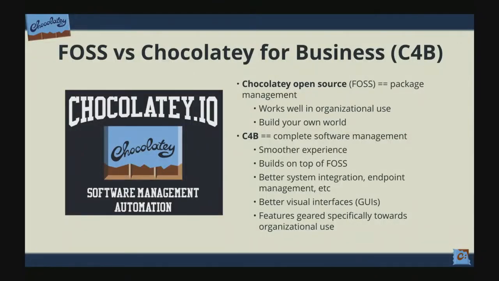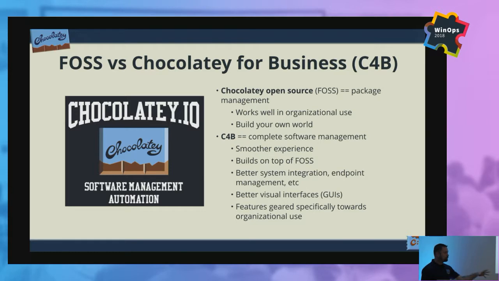So Chocolatey for Business, or C4B, is a little bit more complete software management. Our approach is just to own more and more of that as we go. We're building on top of open source with better system integration, endpoint management, and a lot more visual interfaces. We do that because we recognize you may be very command line driven. Your coworkers might like GUIs, right? And so we want to give you the same tools to do your job at the end of the day. And lots and lots of features that are geared specifically for organizations are what you're going to see inside of those commercial sides.